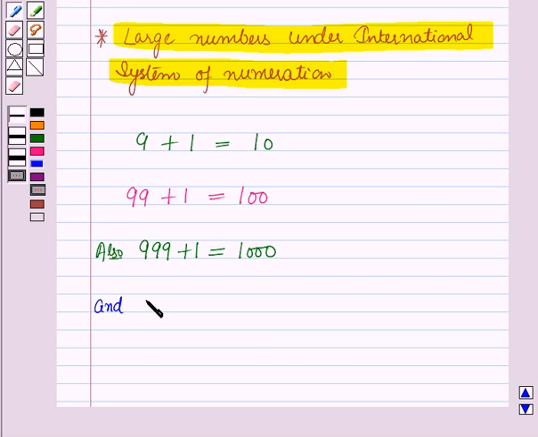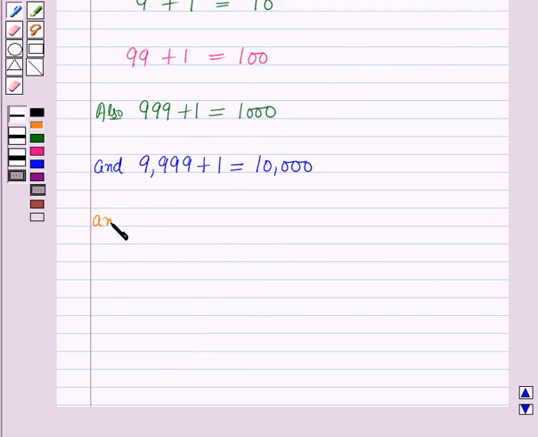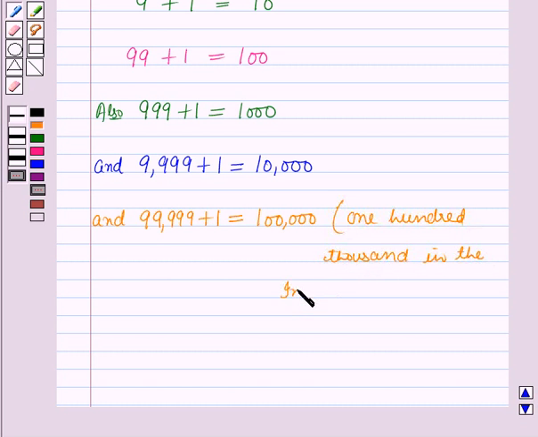And the greatest four-digit number, which is 9999, plus 1 is equal to the smallest five-digit number, which is 10,000. And the greatest five-digit number, that is 99,999, plus 1 is equal to the smallest six-digit number, that is 100,000 in the international system of numeration.